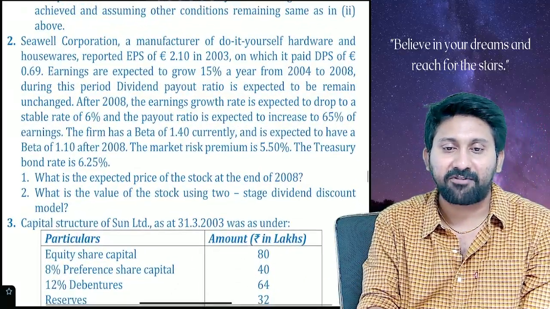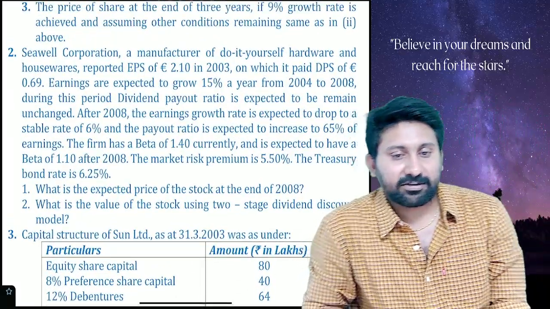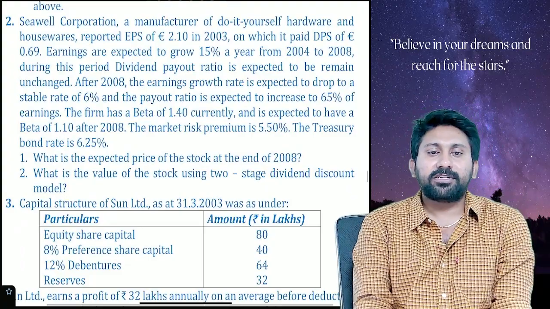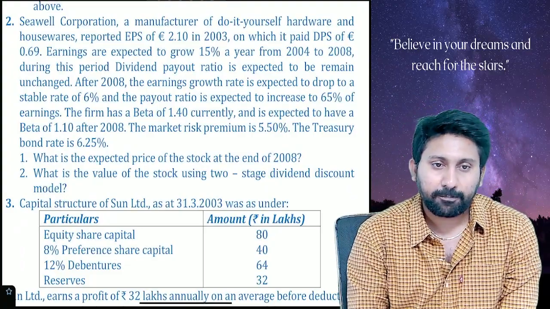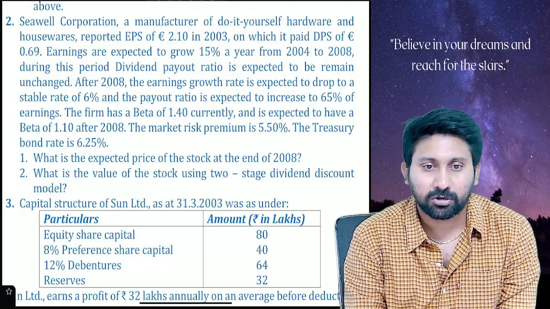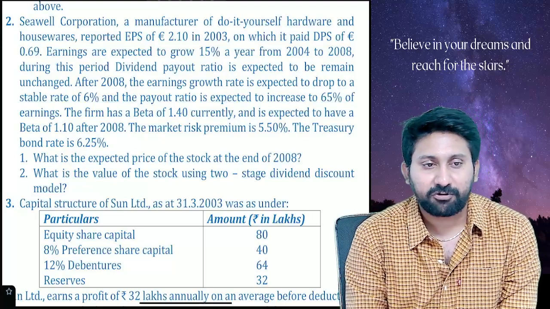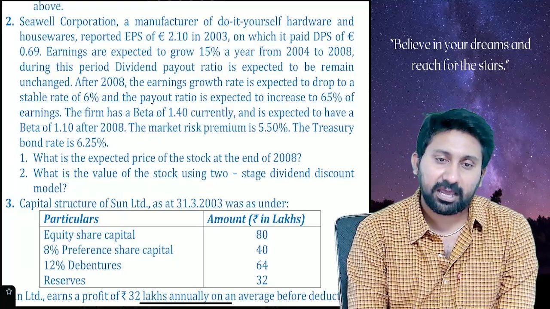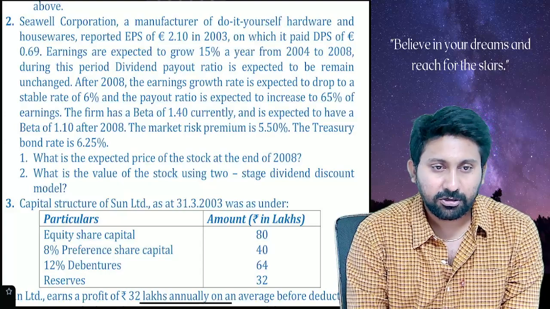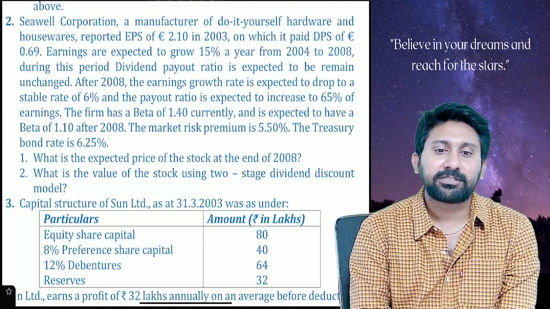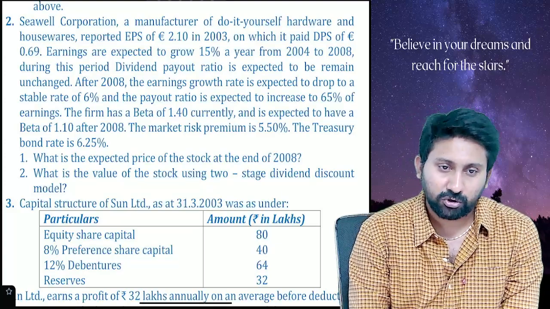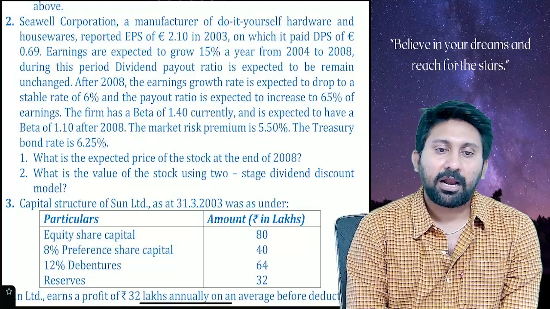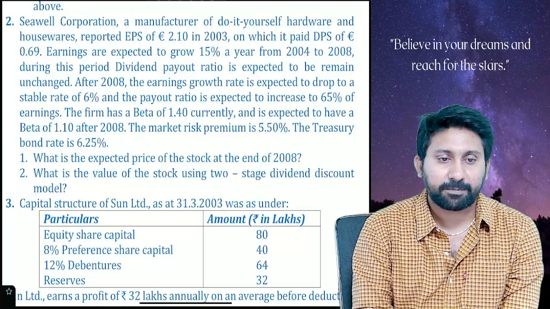I will give you 5 minutes time for you to solve this as well. Let us read. Sewell Corporation, a manufacturer of do-it-yourself hardware and housewares, reported an EPS of Euro 2.1 in 2003, on which it paid a DPS of Euro 0.69. Earnings are expected to grow 15% a year from 2004 to 2008. During this period, the dividend payout ratio is expected to remain unchanged. After 2008, the earnings growth rate is expected to drop to a stable rate of 6%, and the payout ratio is expected to increase to 65% of the earnings.